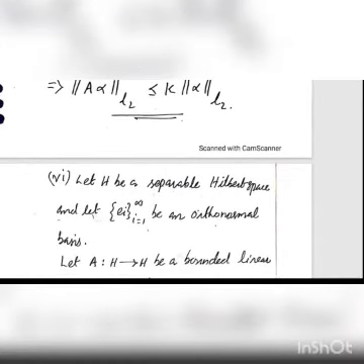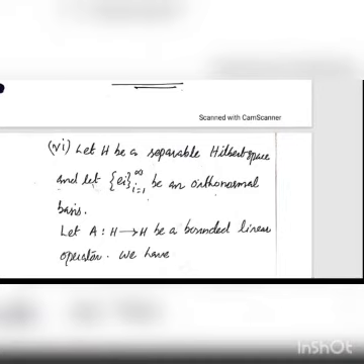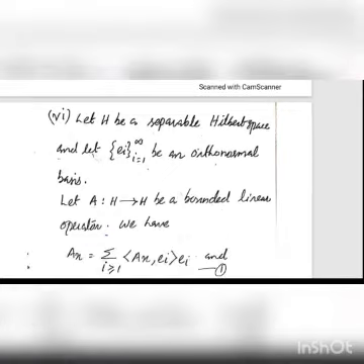Now we are going for the sixth example. Let H be a separable Hilbert space and let ei, i equal to 1 to infinity, be an orthonormal basis. Let A from H to H be a bounded linear operator. Now we have these two conditions, which we have studied whenever an orthonormal basis is given. In your section 2 you have studied this. So we can write Ax equal to sigma i greater than or equal to 1 of the inner product of Ax with ei, into ei, and x can be written as sigma j greater than or equal to 1 xj ej, where xj is equal to the inner product of x with ej.